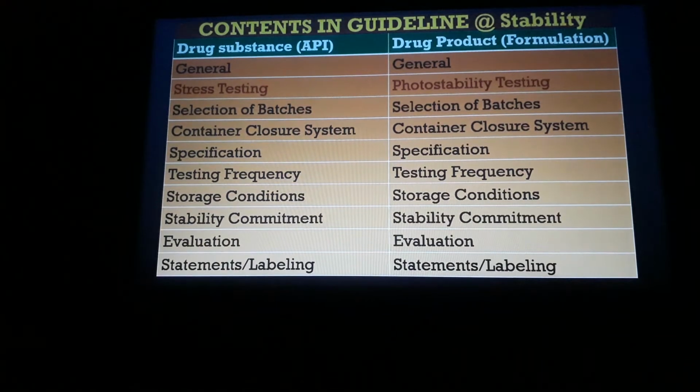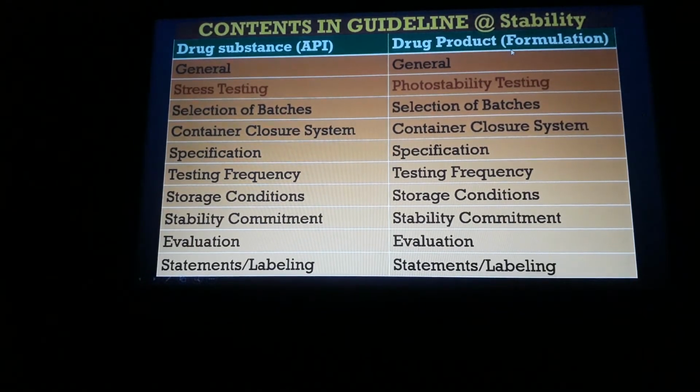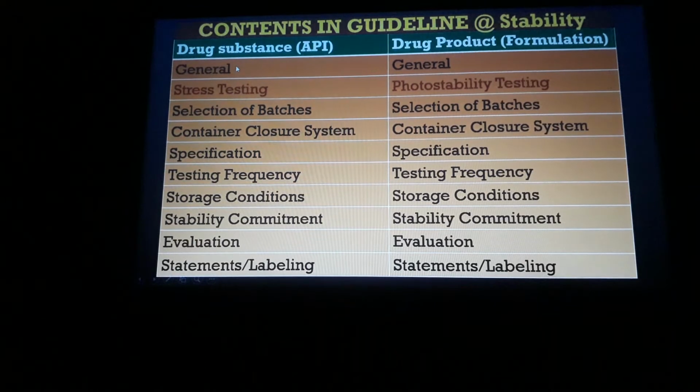And how to conduct a stability study. In the ICH Q1 guideline, Q1A guideline, ICH has given briefly the contents and the topics they want to cover in the study. They are given here. You can see for drug substance, meaning our API, and for drug product, meaning a formulation. These are the topics in general information about conducting a stability study.